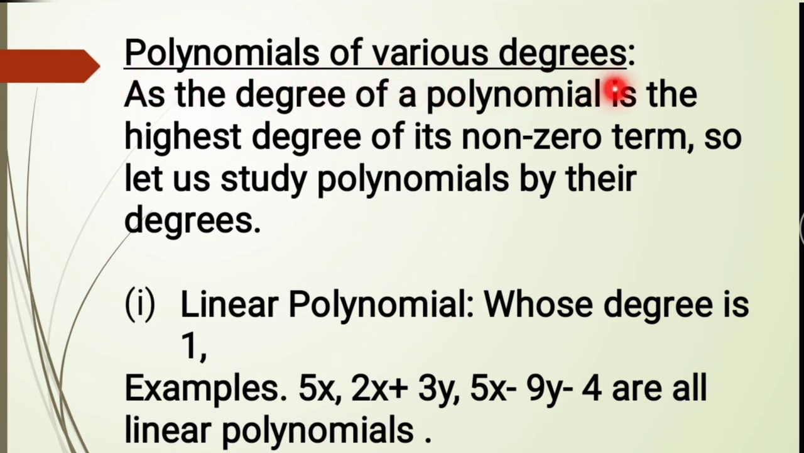Polynomials of various degrees. As the degree of the polynomial is the highest degree of its non-zero term, let us study polynomials by their degrees. Linear polynomial, whose degree is 1. For example, 5x, 2x plus 3y, 5x minus 9y minus 4, all are linear polynomials because the degree is 1.